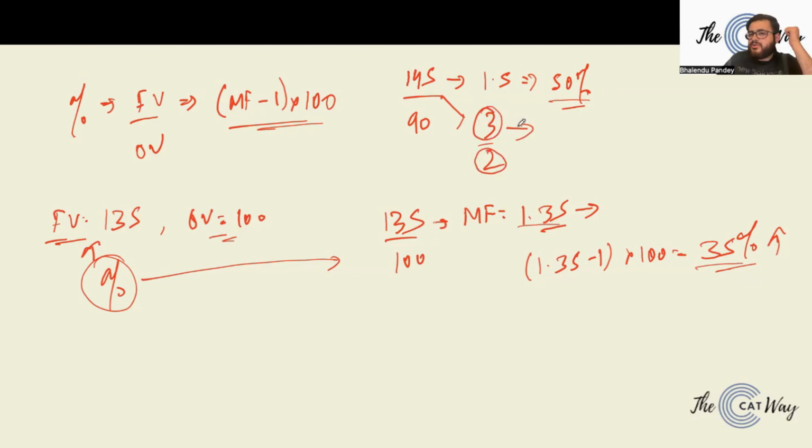3 is the final value. So there is an increase of 1 over 2. That means an increase of 50%. This is nothing but what? This is 27 divided by 20. So it's nothing but an increase of 7 over 20.